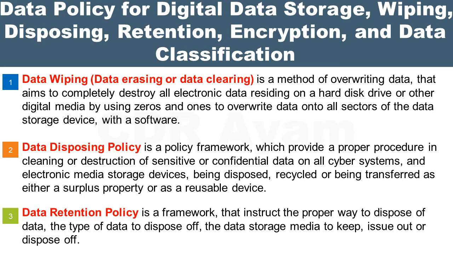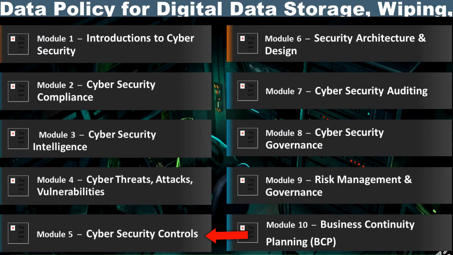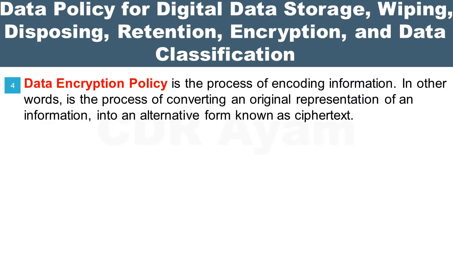The fourth must-have data policy in order to enforce data protection and data integrity assurance is data encryption, which is the process of encoding information. In other words, data encryption is the process of converting an original representation of information into an alternative form known as ciphertext. There are many forms and methods of encryption of digital data, but since I will be covering encryption in detail in Module 4 as one of the cybersecurity controls, I will not discuss encryption in detail in Module 1.